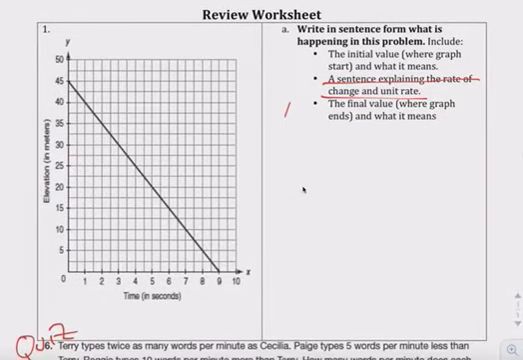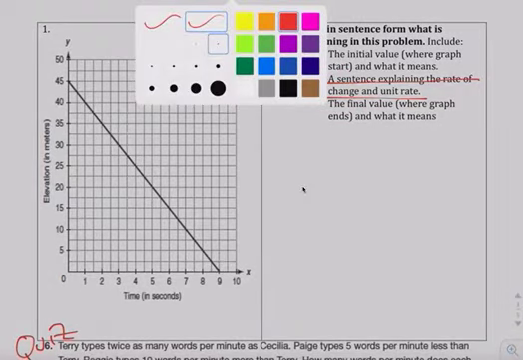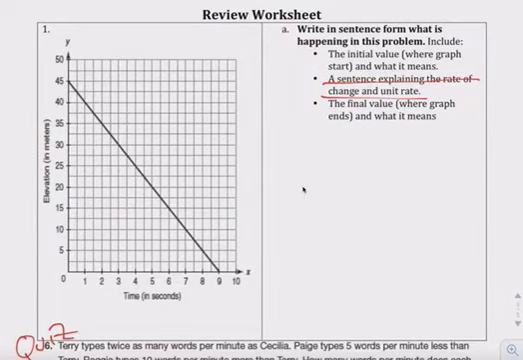Okay, let's do this review here because that's what's going to be on the quiz tomorrow. Right, sentence form, what is happening in this problem, include the initial value, where the graph starts and what it means. Let's start with that.